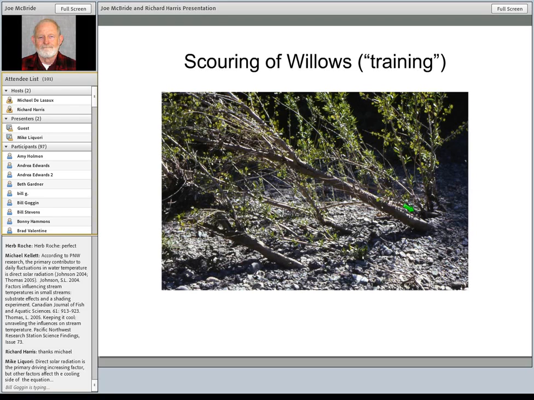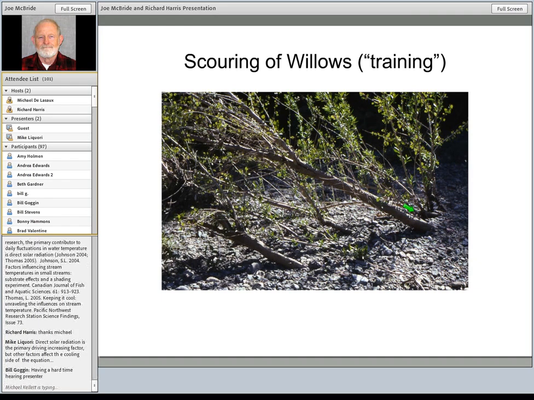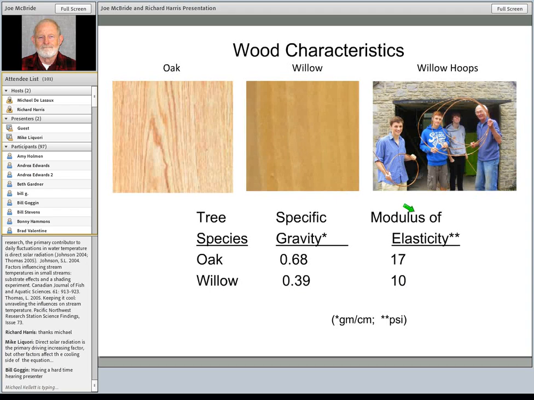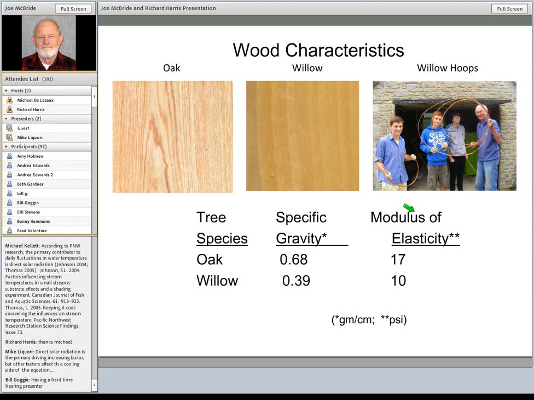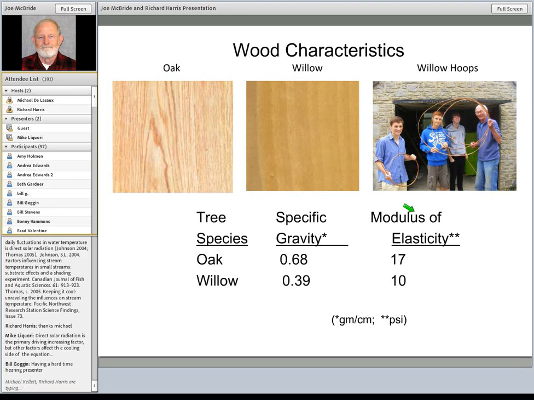Willows are often bent over by the movement of this material, of gravel in particular, and the term training is usually applied to those willows within the stream channel that, if you will, have been trained by the scouring of material. Wood characteristics, of course, determine the elasticity of different tree species that might occur within the riparian zone.